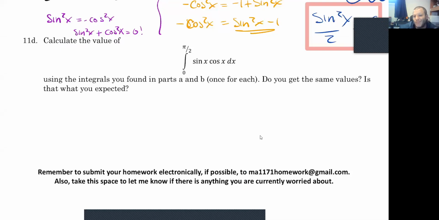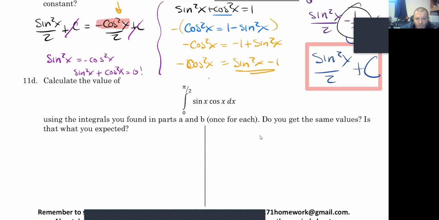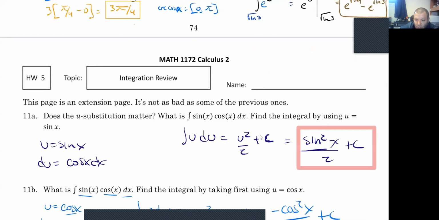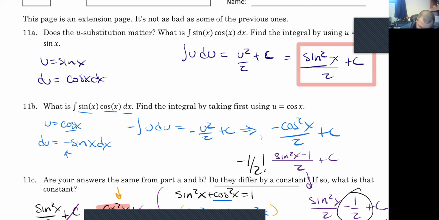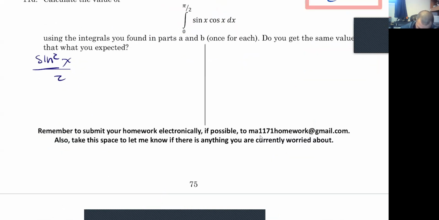All right, so 11d, I probably should have just done this all together, but I guess that video was getting too long for me. So if we use both the integrals that we found, if I use the first integral, it would just be sine squared of x over 2. Since we have a definite integral, we don't have to worry about that constant. So we are evaluating this from 0 to pi over 2.